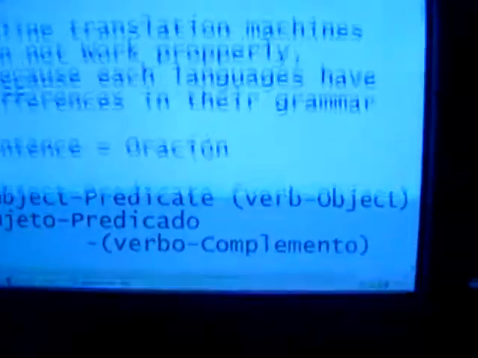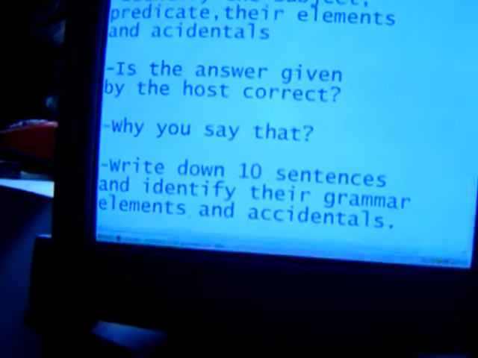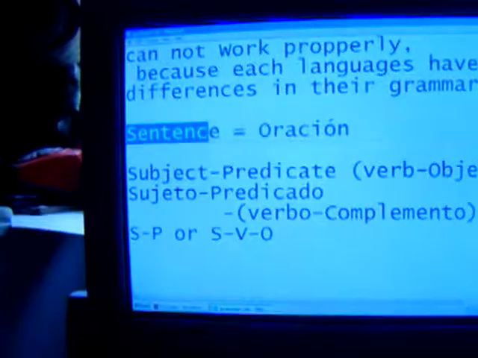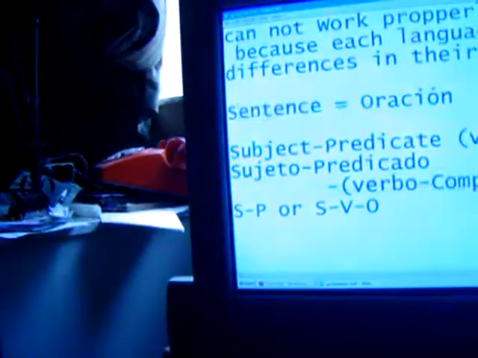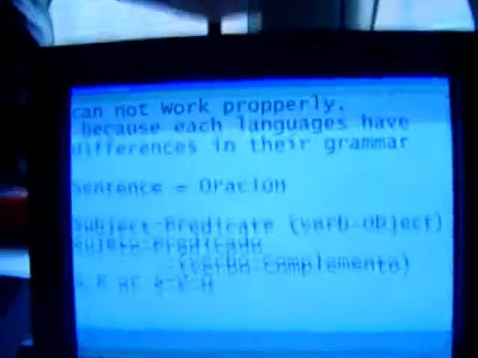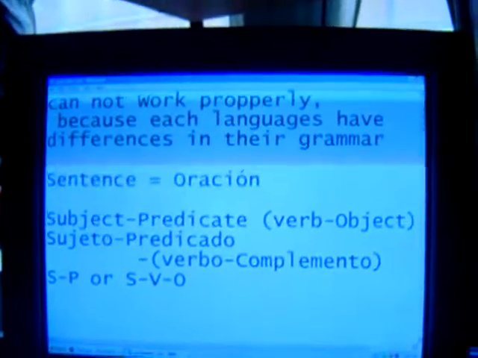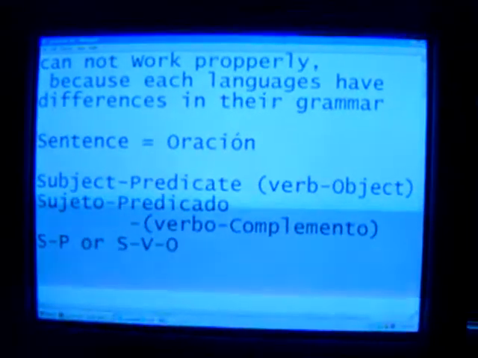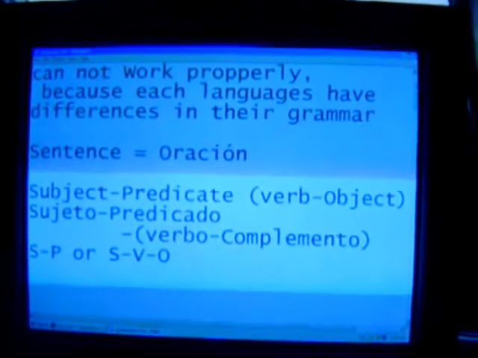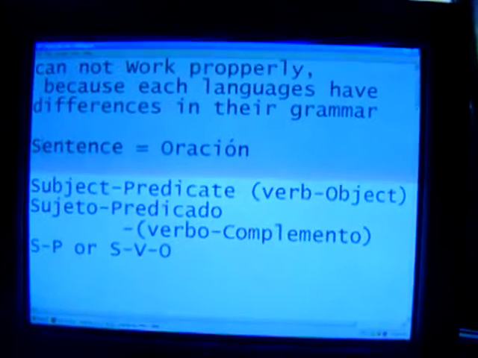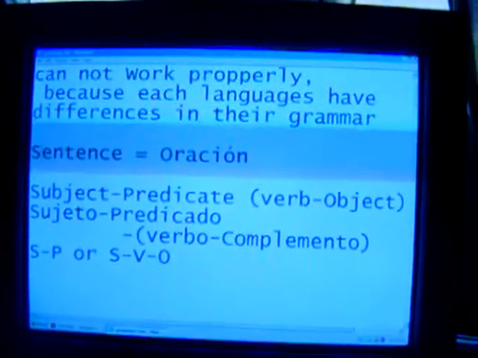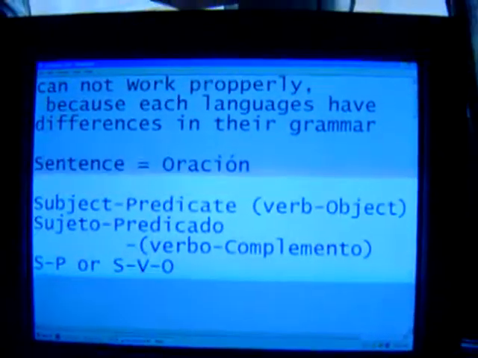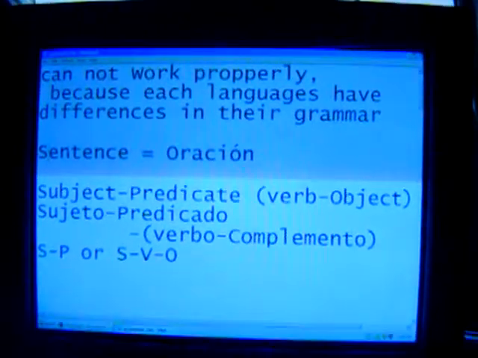The essential part of grammar is the sentence. Okay, the sentence is a logical unit in every language. Both in Spanish and English, there is a formula called subject-predicate, or subject-verb-object. The Spanish word for subject is sujeto, and the Spanish word for predicate is predicado. The Spanish words for verb and object are verbo y complemento.